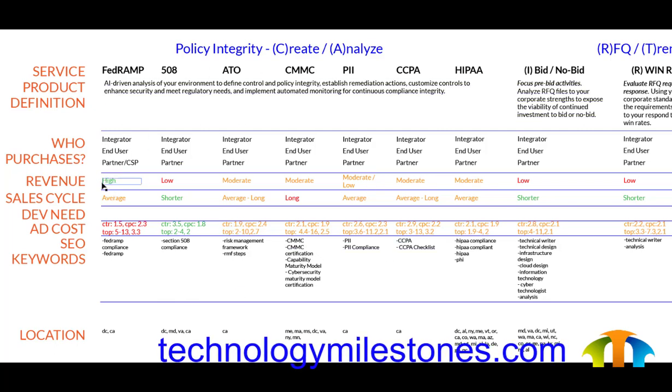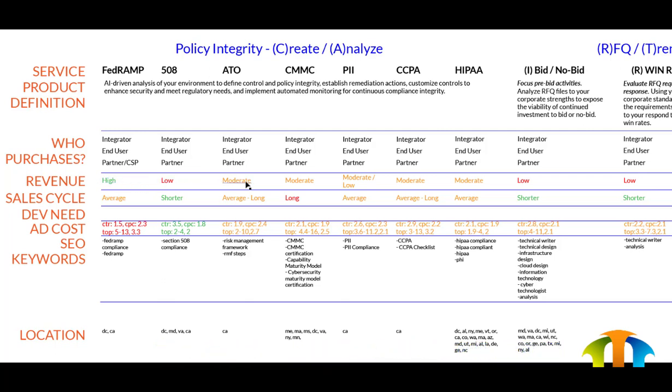Then you have here what your revenue is. So is this a high, low, or moderate revenue source? And so you mark that. High is green, low is red, and everything in between is orange. What is the sales cycle? Does it take a long time? For example, CMMC is marked as long because it's brand new. It's only in draft right now, so it's a longer sales cycle. A shorter sales cycle here with 508.